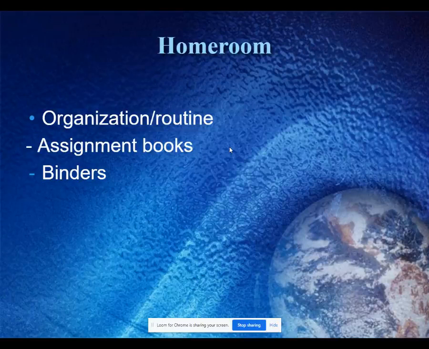I will also do periodic checks of the accordion folders or binders just to see how organization is going for the students and offer any suggestions about cleaning out the accordion folders or how to organize better.